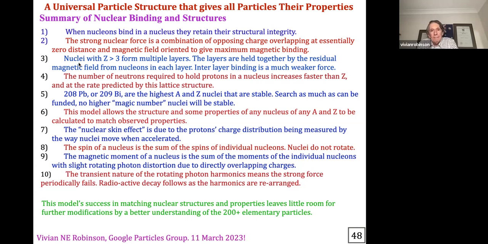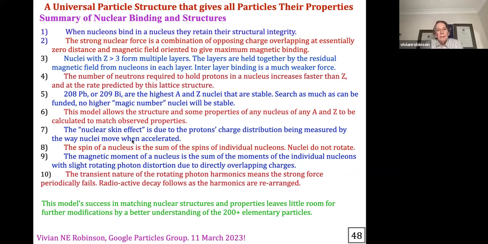So the number of neutrons required to hold protons together increases faster at a rate that this lattice allows. 208 and 209, Pb and Bi respectively, are the highest A and Z stable nuclei. You can search as much as you can get funds for, but you will not find any higher magic number nuclei that are stable. This model allows the structure and some properties of any nucleus of any A and Z to be calculated, to either match observed properties or predict new ones if you're looking for them.